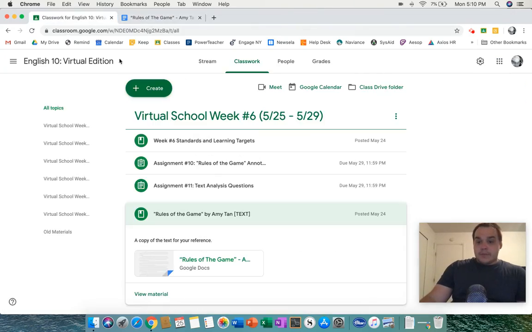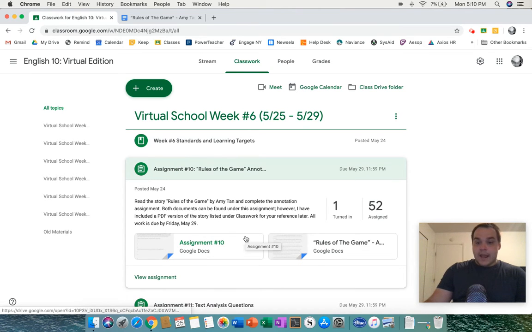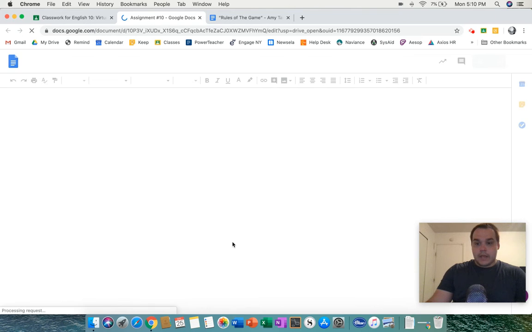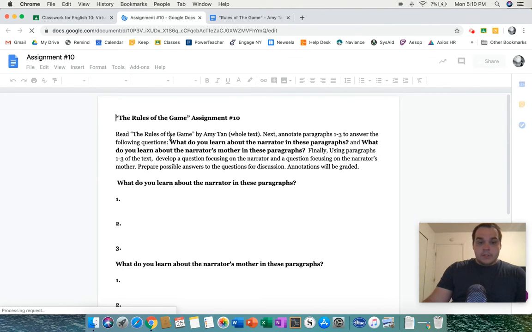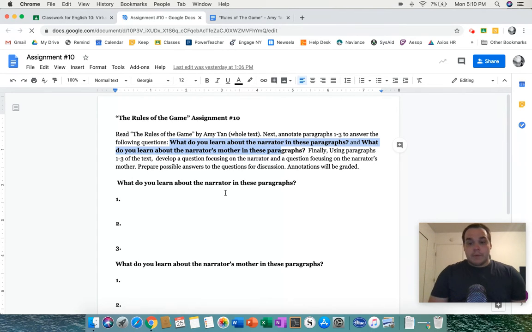Your 2 assignments. Assignment 10 is asking you to annotate, okay? The annotation, go here. And if we take a quick look, okay, if you look here, what do you learn about the narrator in these paragraphs? What do you learn about the narrator's mother in these paragraphs? As you read, I want you to annotate the first 3 paragraphs of the text.